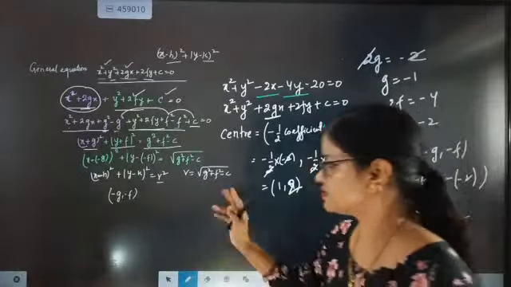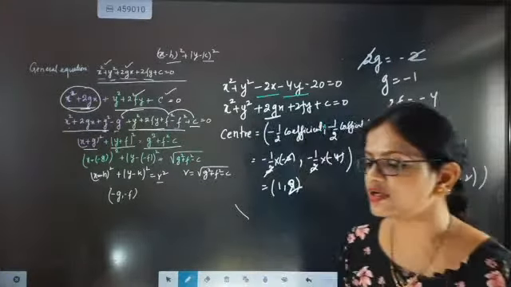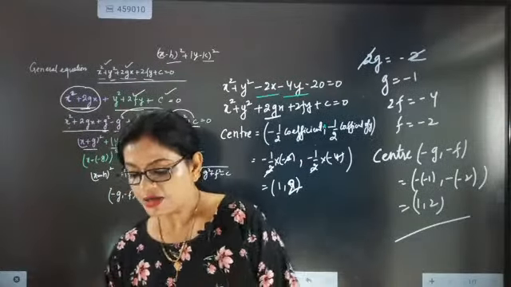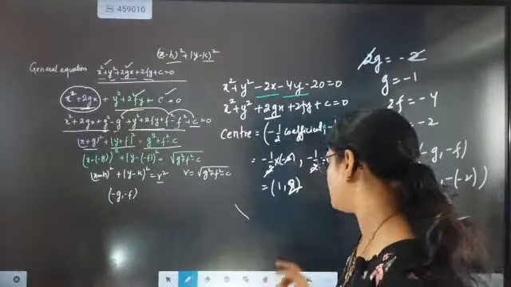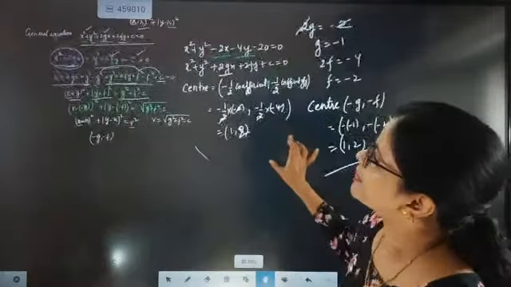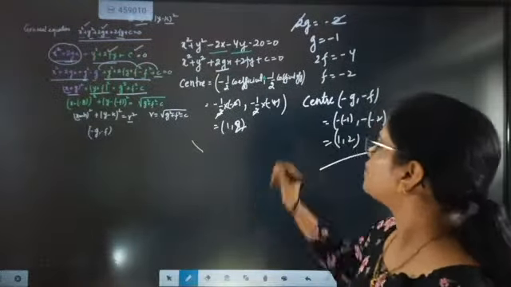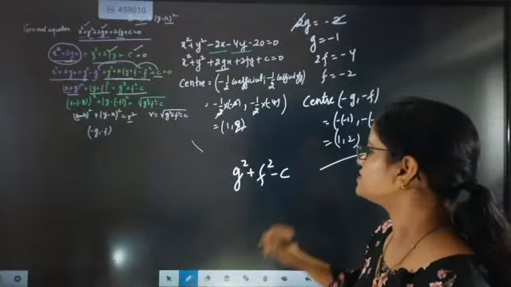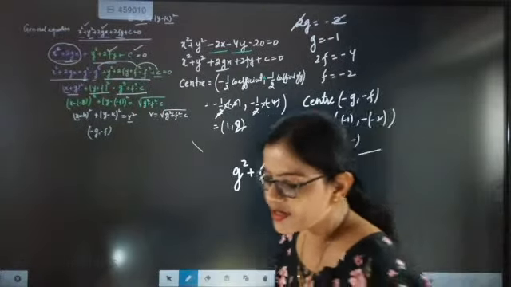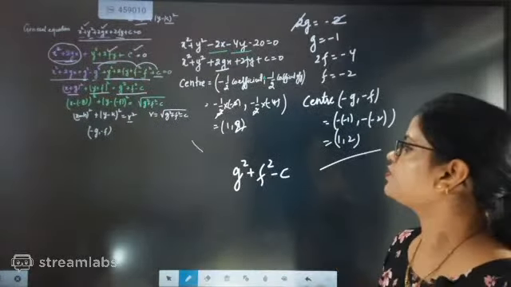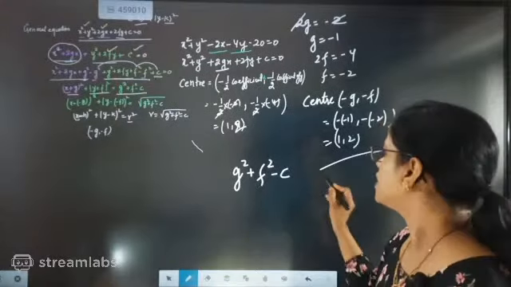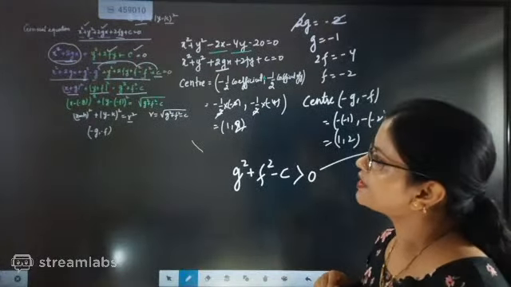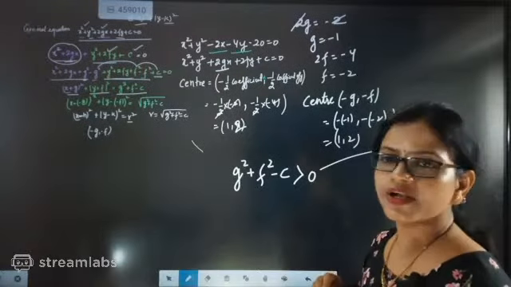So now some properties are there, and we are going to understand those properties. The first important property we are going to discuss here is that g square plus f square minus c, which is exactly going to represent the radius, should be greater than 0.